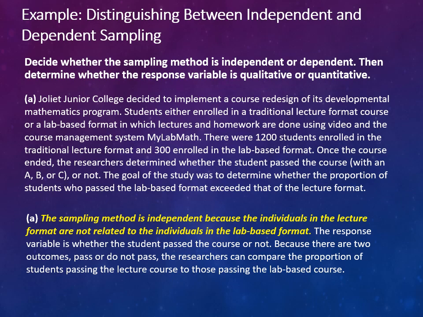Here it's independent because the individuals in the lecture format are not related to the individuals in the lab-based format. You might think you would pick a lecture student and then, as the other one, a lab student, which would make some kind of connection, but that's not the case. The response variable is whether the student passed the course or not. Because there are two outcomes, pass or do not pass, the researchers can compare the proportion of students passing the lecture course to those passing the lab-based course. Okay?